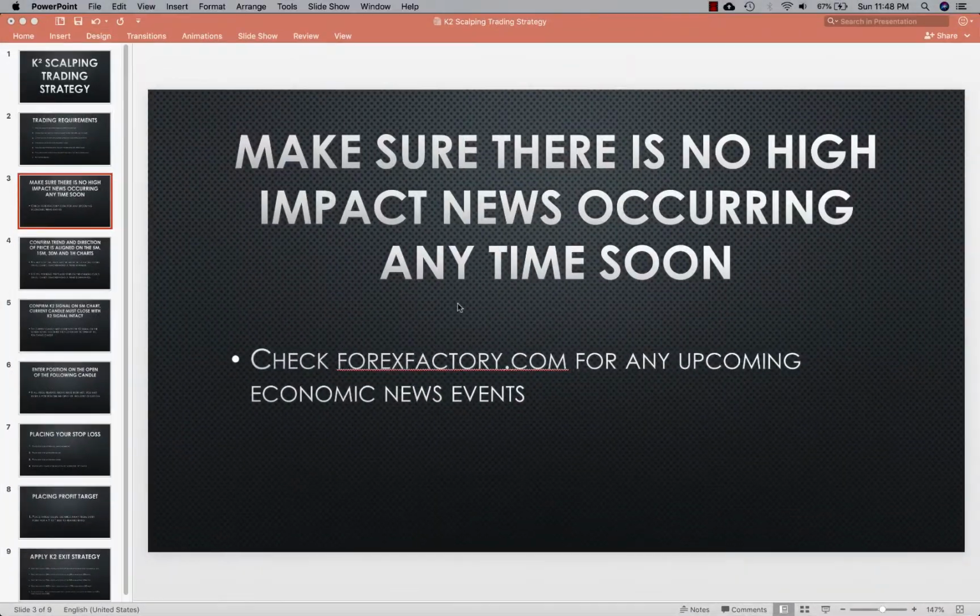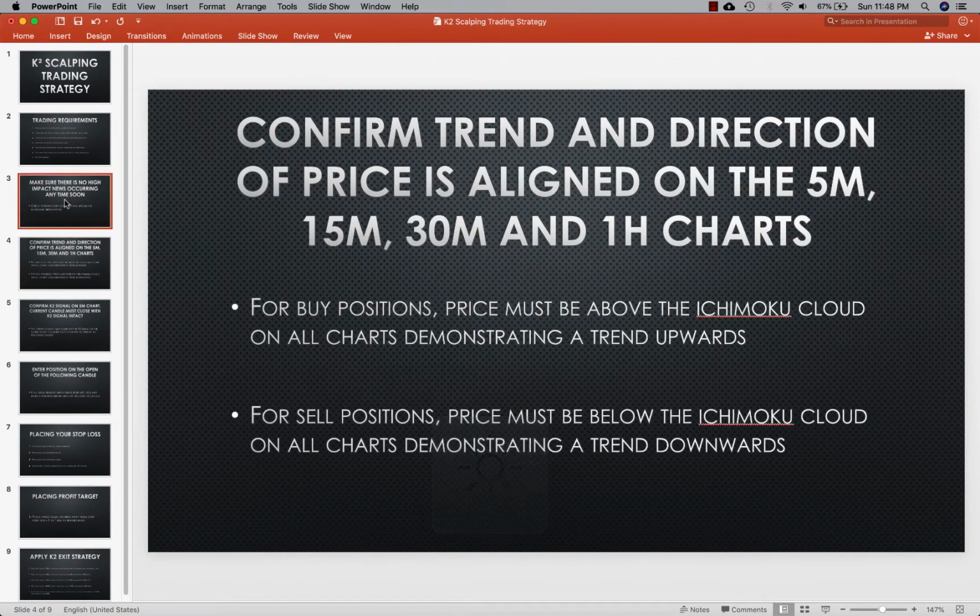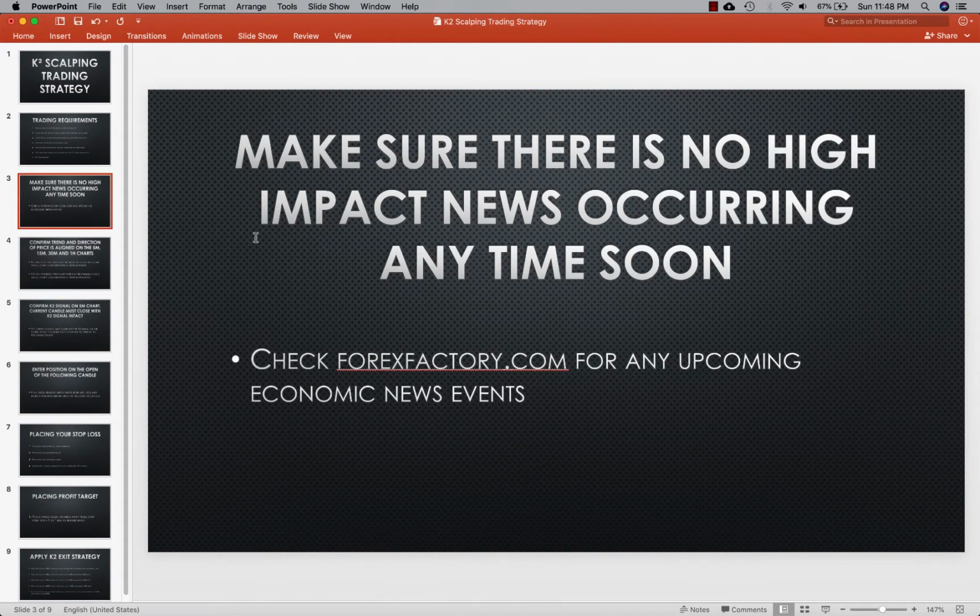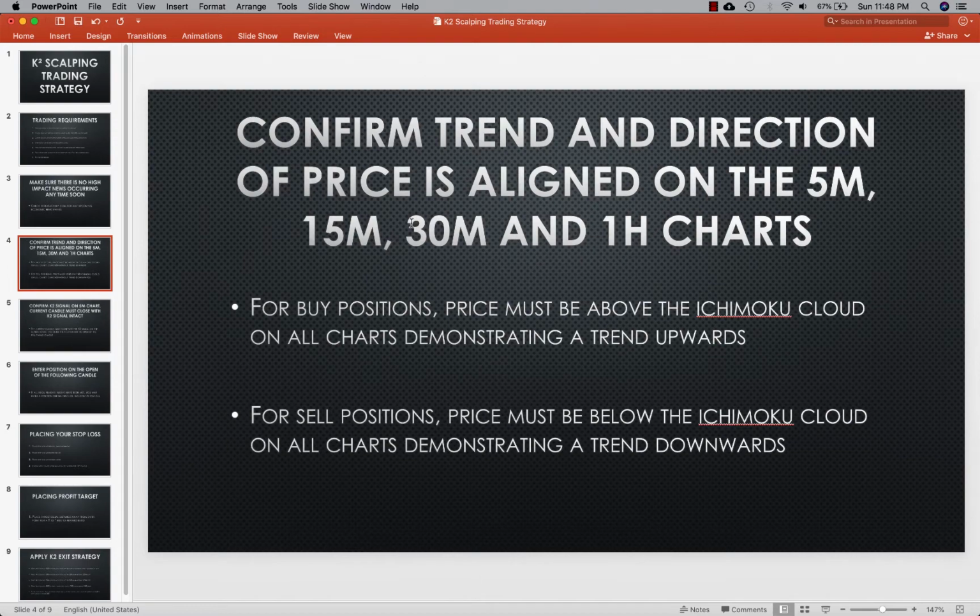Alright, so let's go back to the PowerPoint. Once you determine that there's no high impact news, then you can move on to the next requirement. And on the next requirement, you'll confirm the trend and direction of price, making sure that it's aligned on all four charts, the 5-minute, 15-minute, 30-minute, and the 1 hour. And for buy positions, price must be above the Ichimoku cloud on all the charts, demonstrating a trend upwards. And for the opposite sell position, price must be below the Ichimoku cloud, demonstrating a trend downwards.